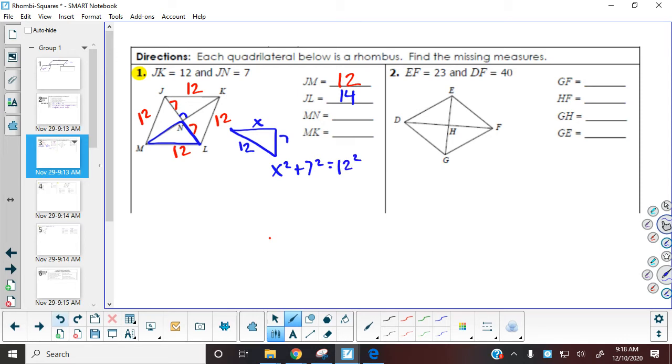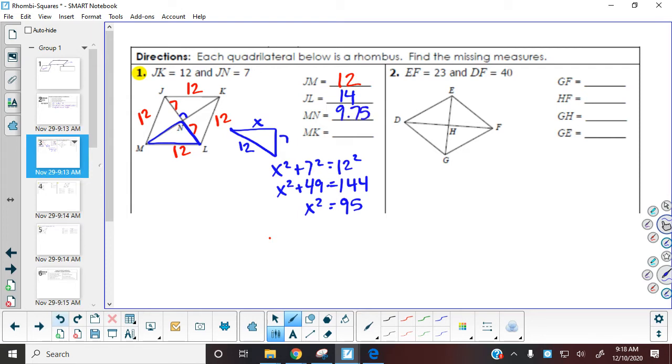And so when I go about solving this, 7 squared is going to give us 49. 12 squared is going to give us 144. And then I can go ahead and subtract that 49 from 144. And when I do so, I get 95 for my x squared, and then I would do the square root, and that gives me 9.75 here.